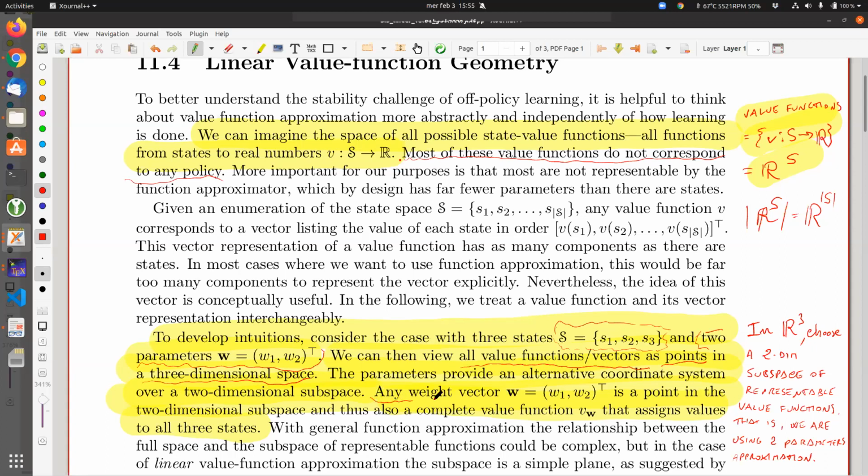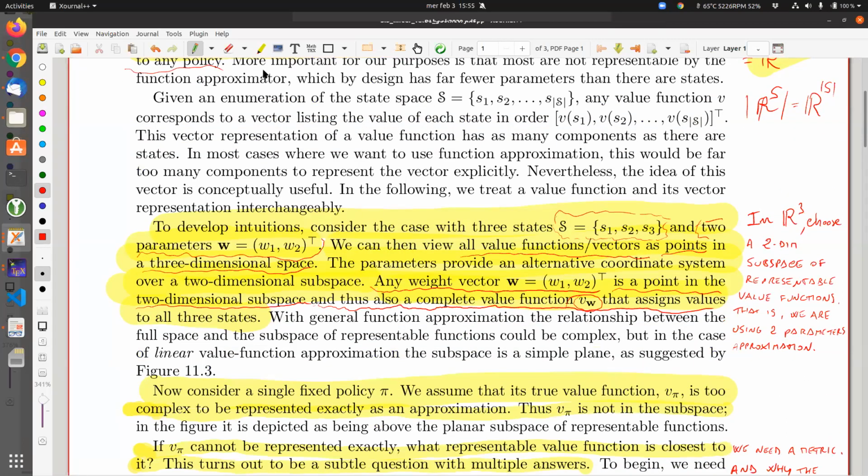Okay, so any weight vector, which is a vector of 2 dimensions, 2 numbers, will be a point in this 3-dimensional space, but living in a 2-dimensional linear subspace. And since it is living in this subspace, but it is in the 3-dimensional space, then it is also a value function associated to this parameter W. Okay, and this is what I tried to recap here. In R3, we choose a 2-dimensional subspace. And this 2-dimensional subspace contains the value functions which are representable by our approximation methods.